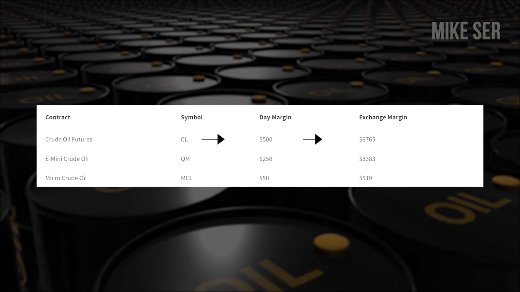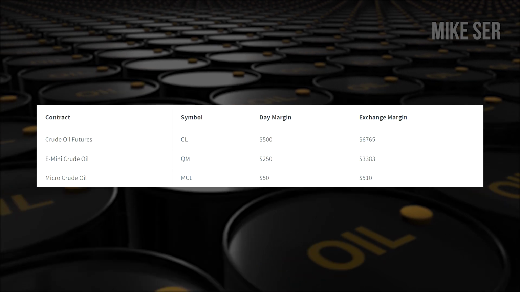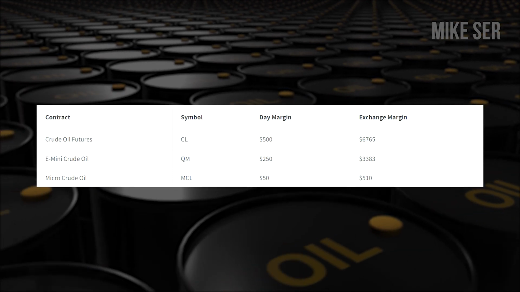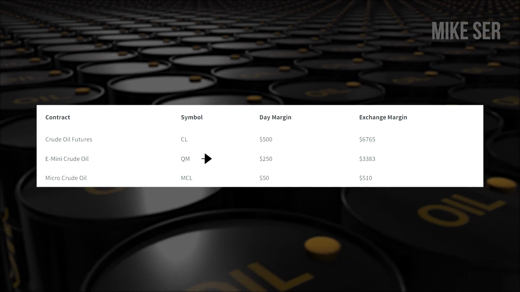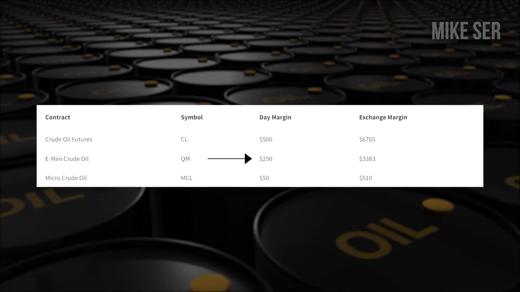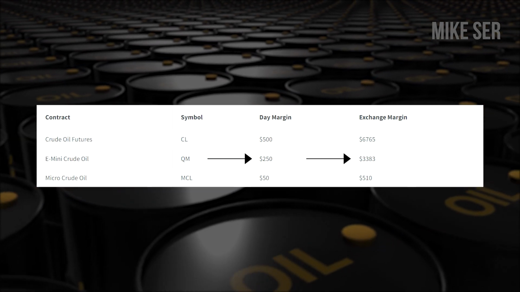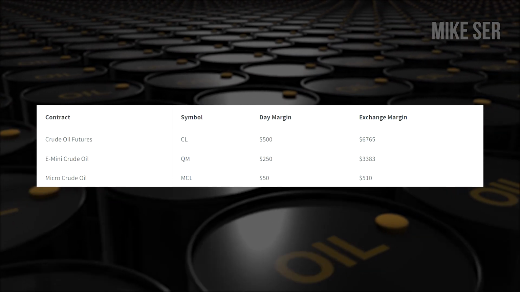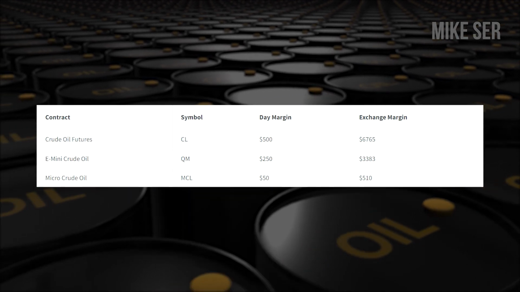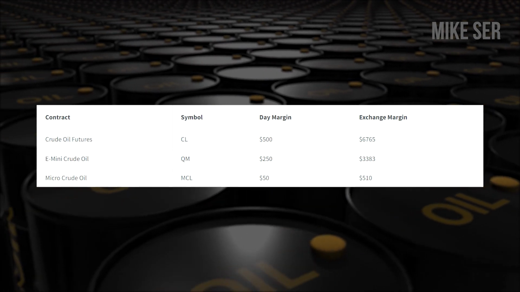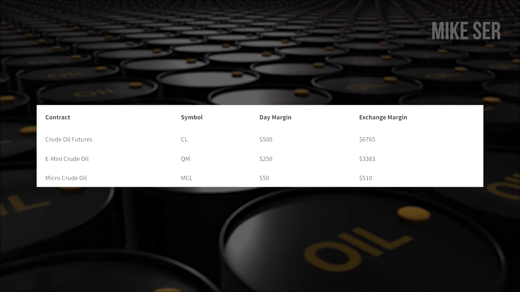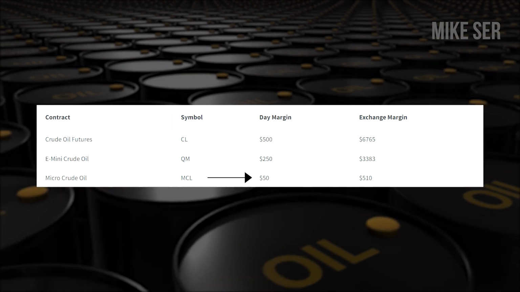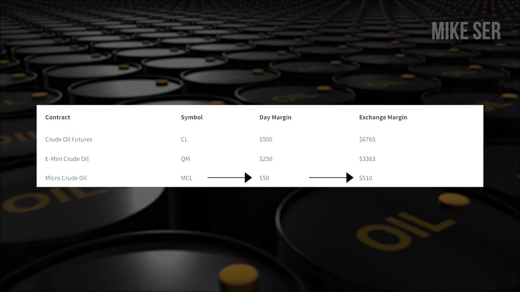Now, if the margins are too high for you, you can opt to trade an E-mini contract, which is half the size of a full-size oil contract and represents 500 barrels of oil per contract. With an E-mini contract, you only need a day trading margin of $250 in your account and $3,383 in overnight margin. Lastly, if you want to trade an even smaller contract, then you can opt to trade a micro contract, which is 1/10 the size of a regular size oil contract and represents 100 barrels of oil. With a micro contract, you only need a day trading margin of $50 in your account and $510 overnight margin.